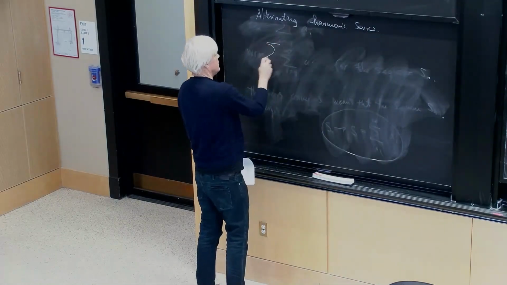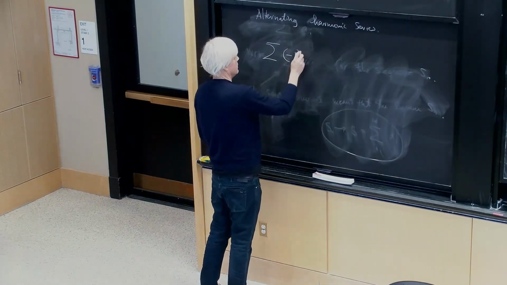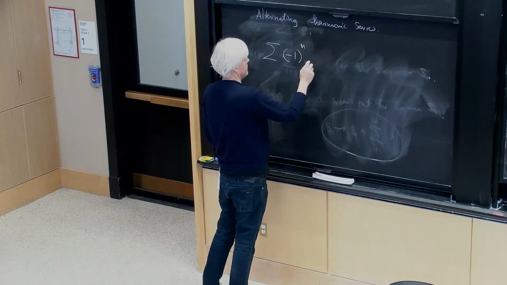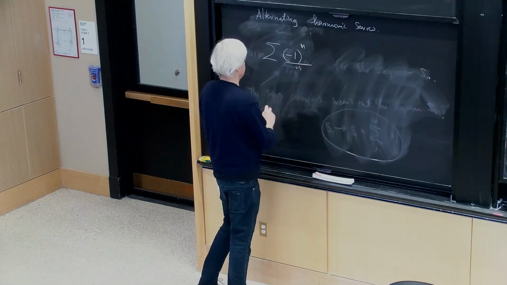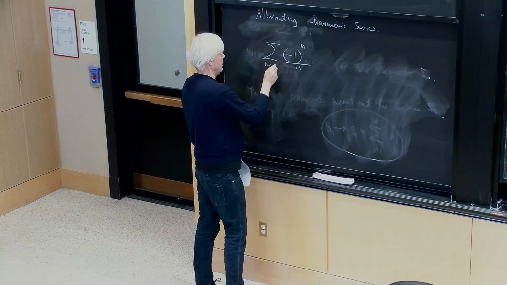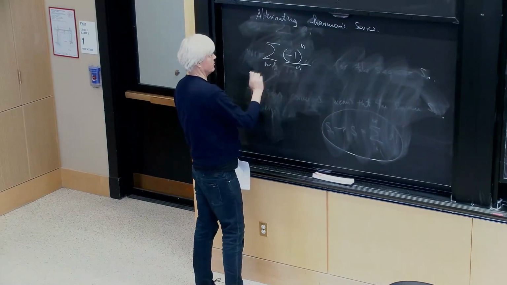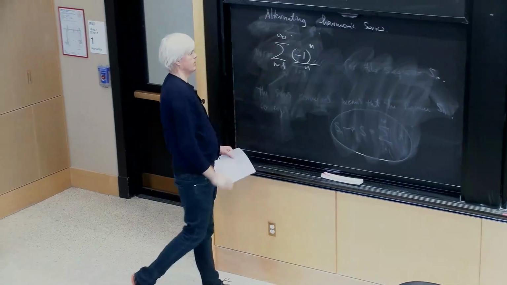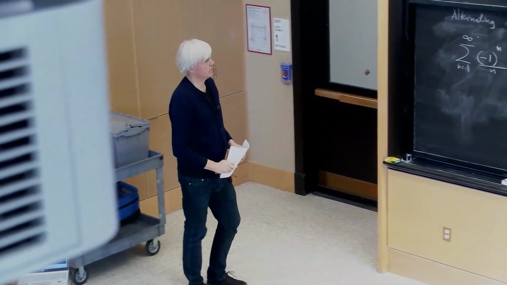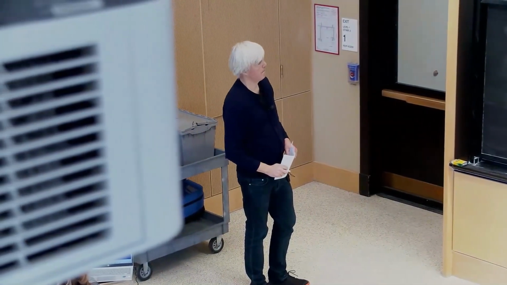So if you take the series (-1)^n over n, and you're summing from, sorry, not from 0, because you're dividing by 0. So from 1 to infinity, this here is called the alternating series.